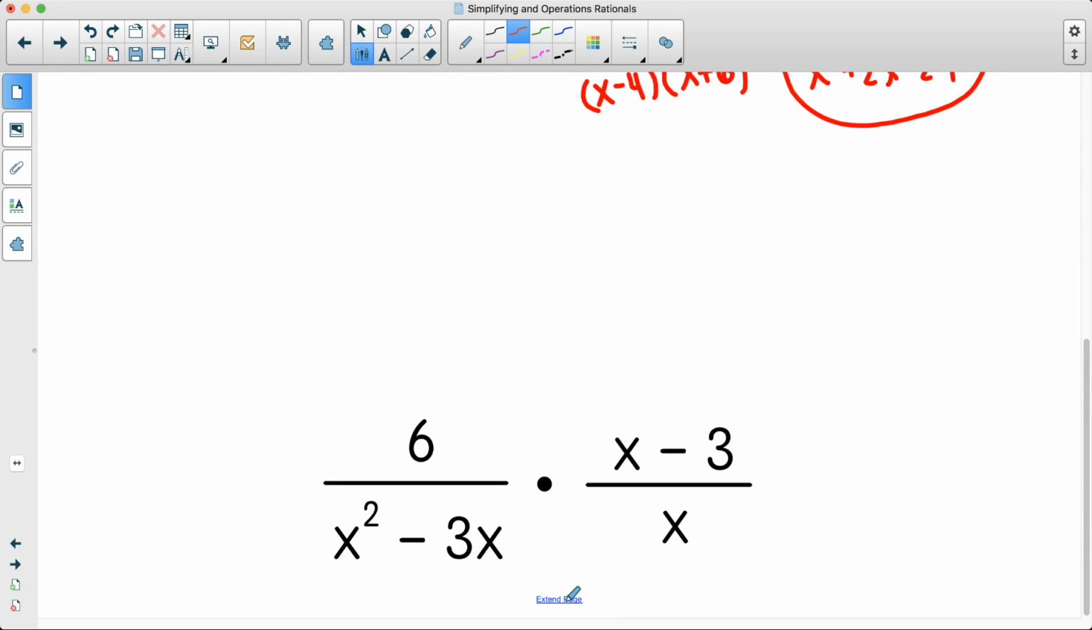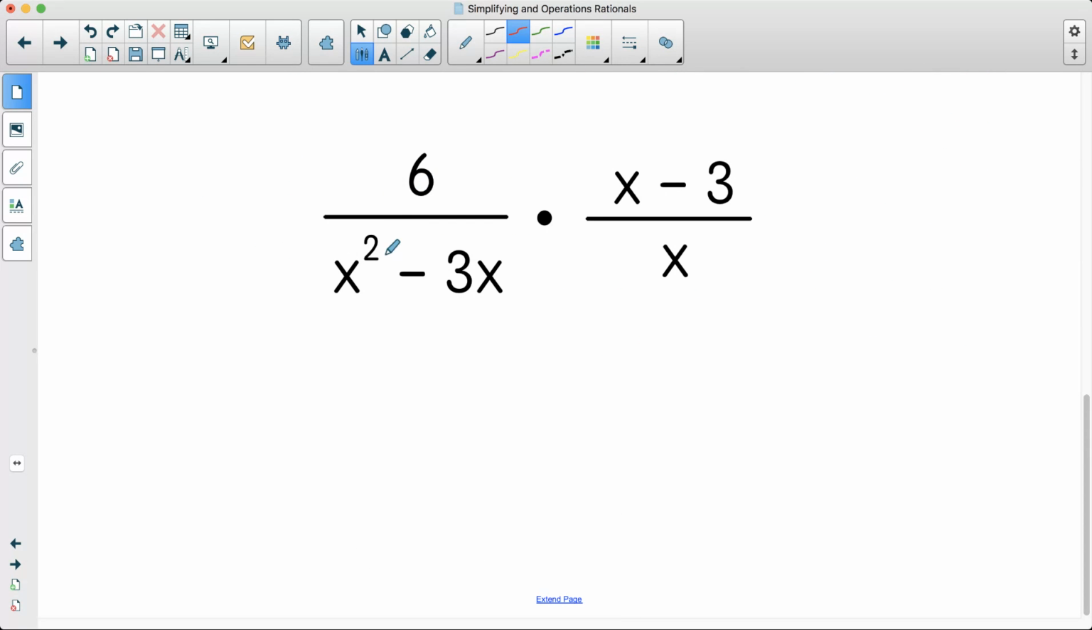All right, next example. We've got 6 over x squared minus 3x times x minus 3 over x. So take it fraction by fraction. Let's look at the left. The 6, I can't factor that. That's just going to stay 6.